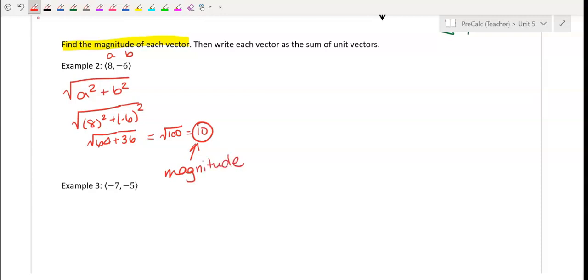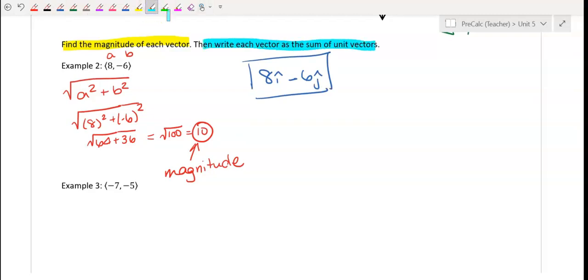Magnitude. Then we're going to go ahead and write this as a sum of unit vectors. So all I do is I take that horizontal component form, and it's written as 8. So I'm going to turn this into 8i. This is -6, which tells me I go left 6. And so I'm going to go minus 6j. So there is your sum of unit vectors. So this is what I got here, and this is here. Hopefully that'll make some sense for you.